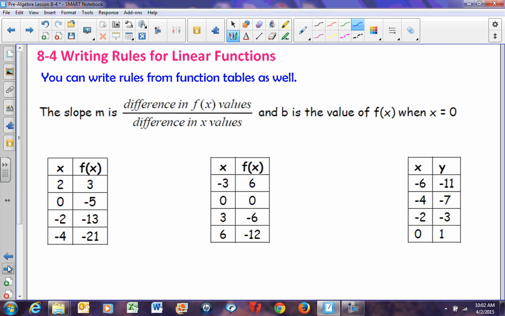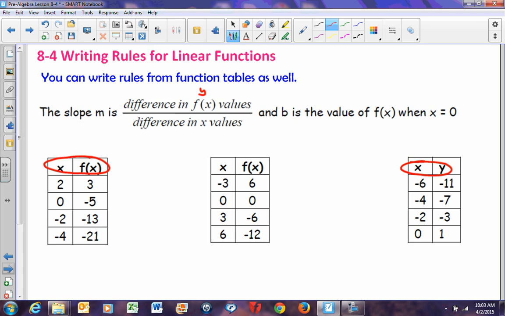You can write rules from function tables as well as from sentences like we just did. Just remember that you find your slope as the difference in your f of x values, otherwise known as y, over the difference in your x values, and b is the value of f of x when x equals 0. Okay? So don't let this confuse you. F of x, remember, is another way of saying y. So the table may be written in f of x form, or it may be written in x, y form. Same thing, basically. It means the same thing. First thing you're going to do is try to figure out your slope.